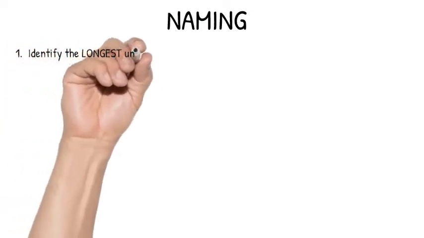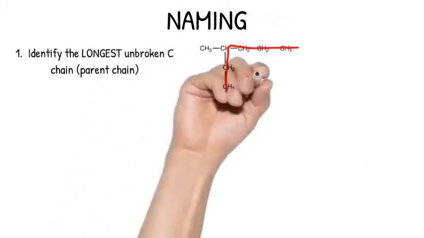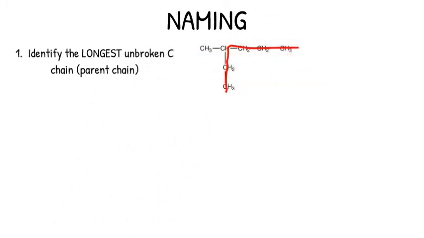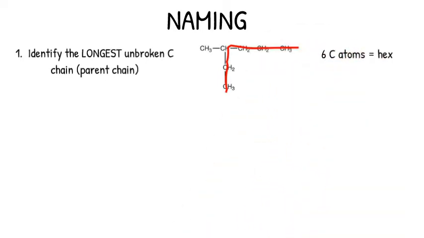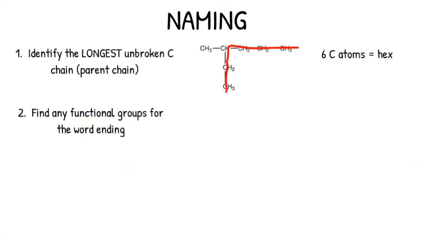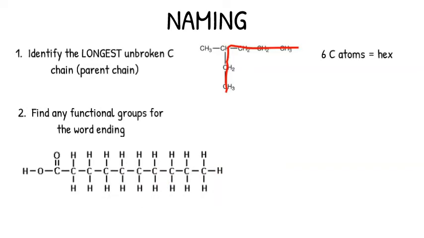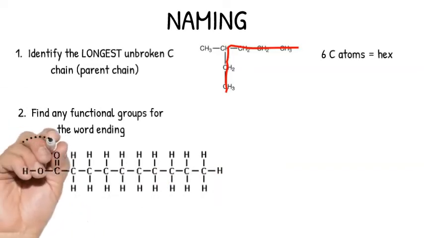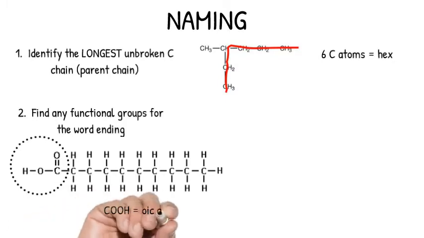Let's go through naming. The first thing you have to do when you name is to identify the longest unbroken carbon chain. We call this the parent chain. In this example, there are 6 carbons in the longest chain, so this is a hex. We then need to find any functional group so that we know the word ending. For example, in this molecule here, we have a COOH. This would give the word an oic acid ending, as it's a carboxylic acid.